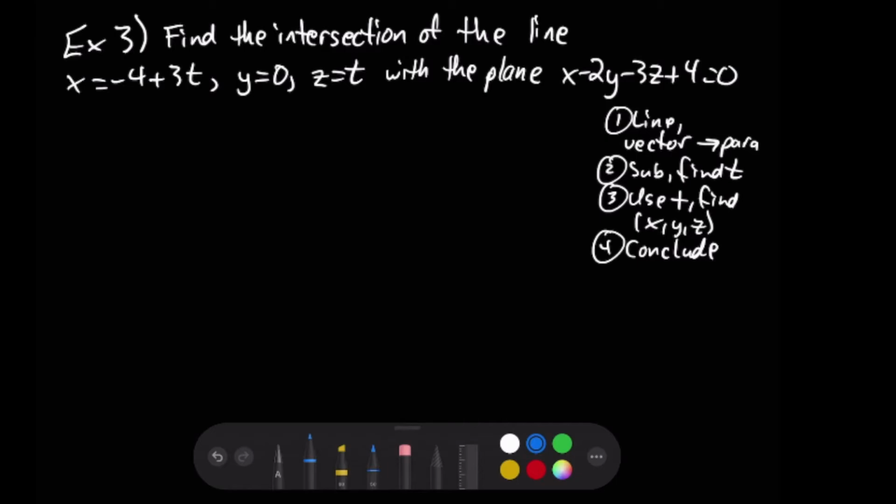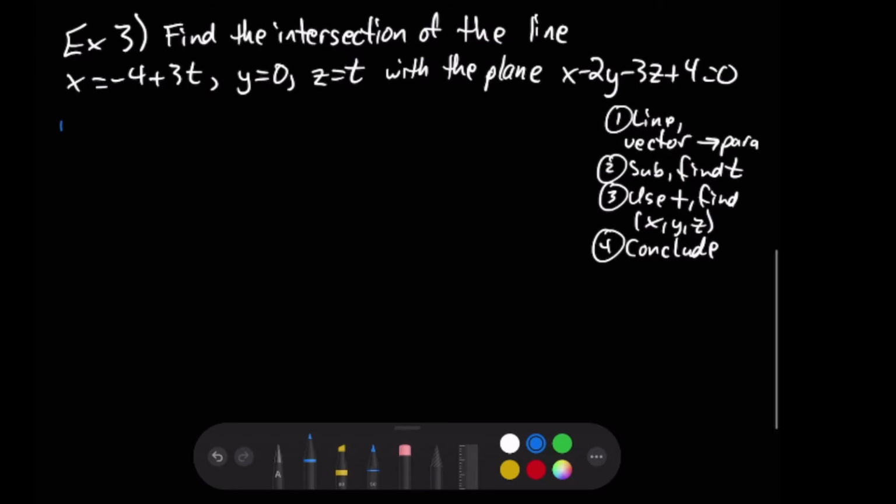Here we are asked to find the intersection of the line x equals negative 4 plus 3t, y equals 0, z equals t, with the plane x minus 2y minus 3z plus 4 equals 0. We're going to follow our same steps once again. Notice right away that our equation of our line is given in parametric form, so that's one less thing to worry about. We don't have to actually convert at all.